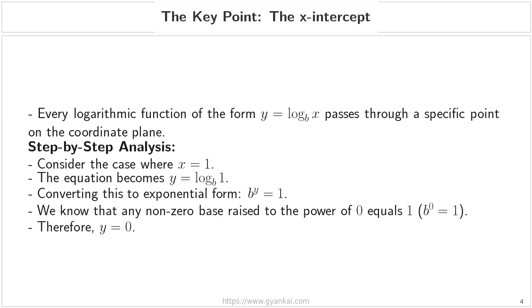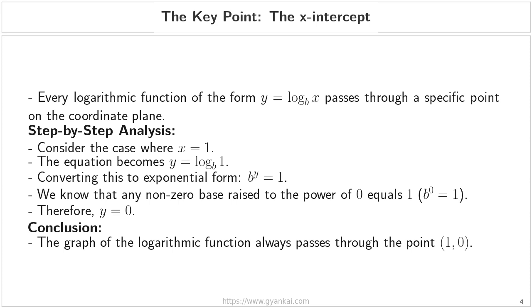Now, recall a fundamental property of exponents. Any non-zero base raised to the power of 0 is always equal to 1. Because of this rule, the only value that y can take to make this equation true is 0. Consequently, we can conclude that the graph of any basic logarithmic function will always pass through the point (1, 0). This point serves as the x-intercept of the function, providing us with a reliable starting point before we examine the overall behavior and growth of the curve in the next section.